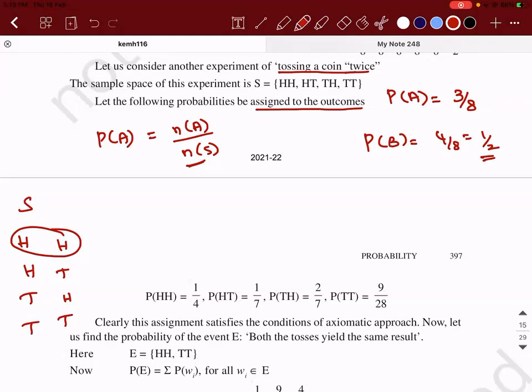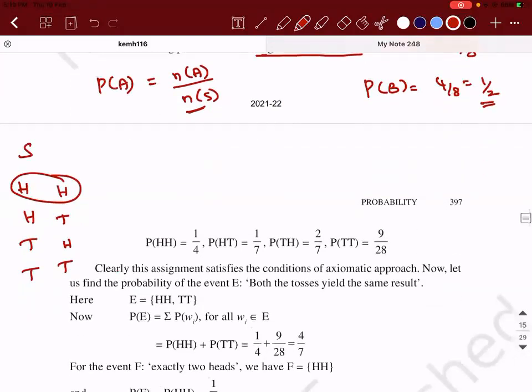So these things are not the ones which are derived, okay? Let the following probabilities be assigned to the outcomes. So they are assigning some probability, 1 by 4, 1 by 7, 2 by 7, and 9 by 28. So this is the probability of that particular event to happen. Clearly, this assignment satisfies the axiomatic approach, yes or no? So each probability is less than 1. And secondly, can you add everything and tell me, are you getting 1?